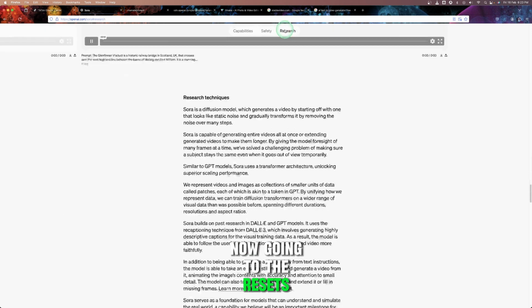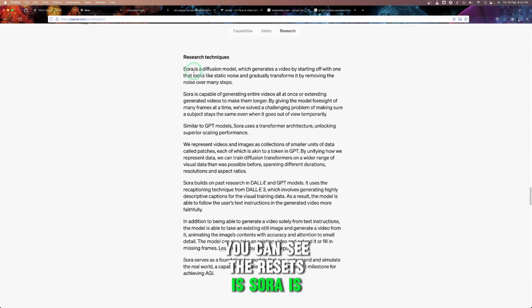Now going to the research, you can see Sora is a diffusion model which generates a video by starting off with one that looks like static noise and then gradually transforming it by removing the noise over many steps. So you can see here. Now Sora builds on past research in DALL-E and GPT models, so all those billions of data points that were collected are now being used to create this. That is why the videos are just phenomenal, high to the next level.